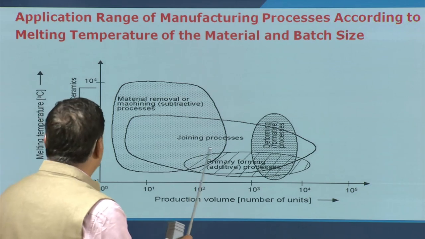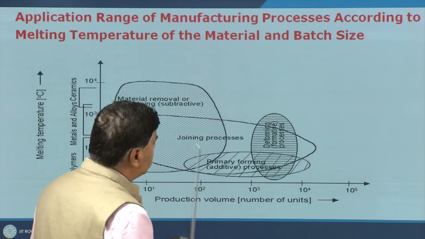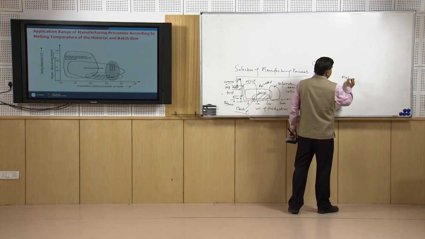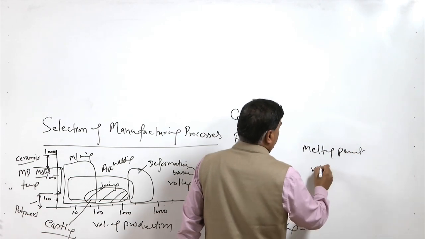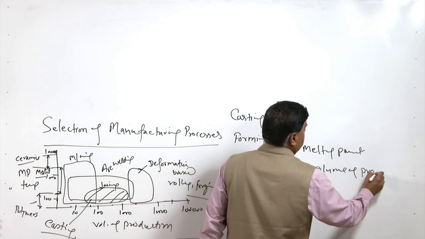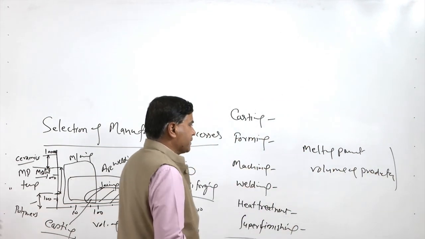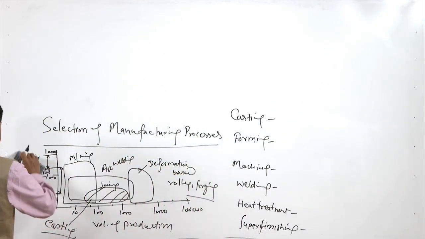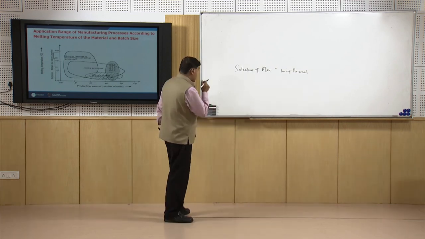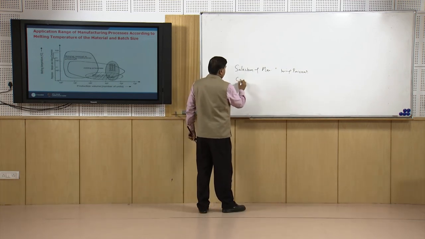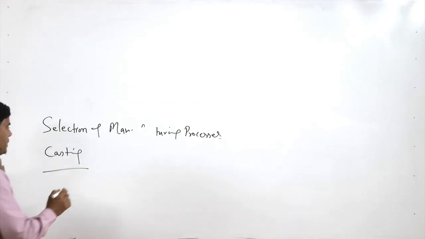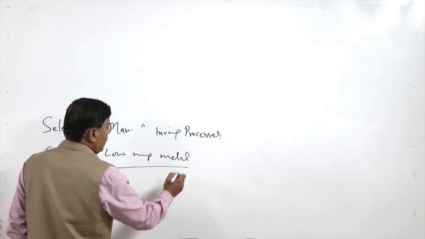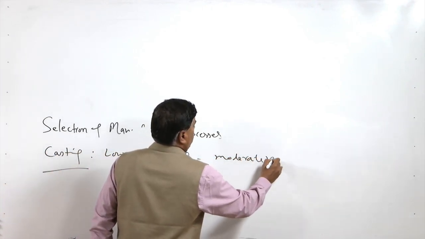So for the low melting point systems and for joining, this is how the selection is made. The properties are basically the melting point and the volume of the production. These are the two things that govern the economics as well as the properties of the material, and help in deciding the processes to be used for manufacturing a product. So if we see, the casting processes are normally selected for the low melting point metals and for moderate volumes.